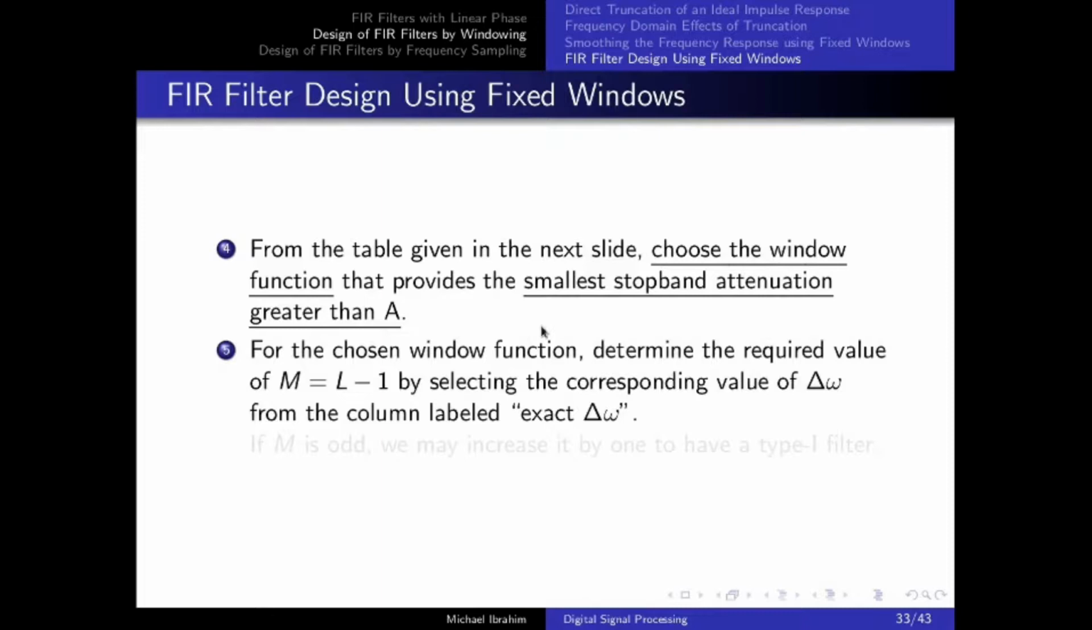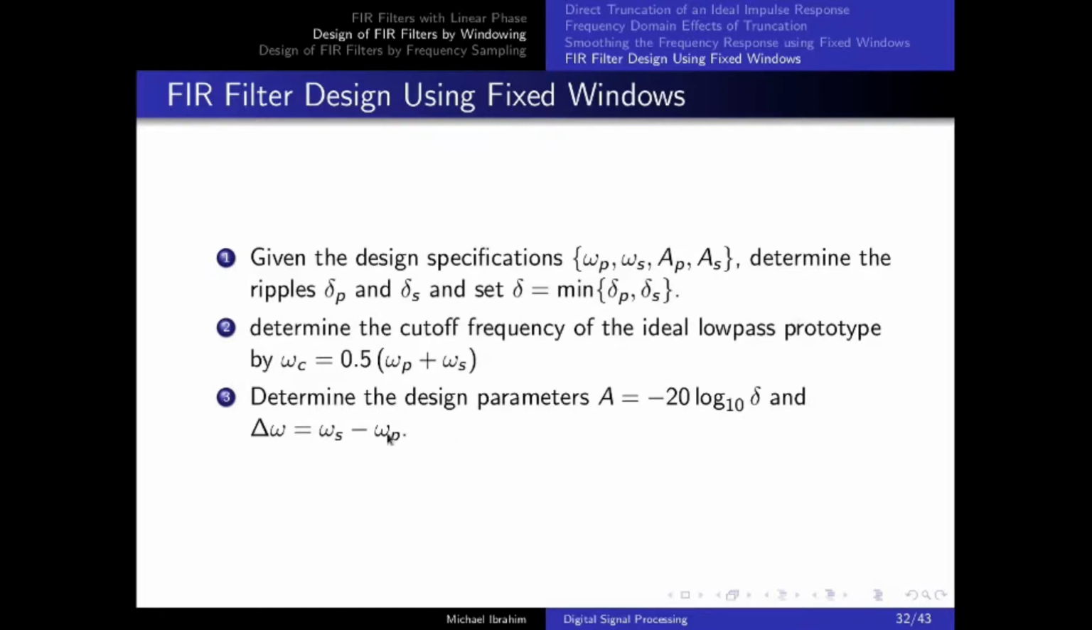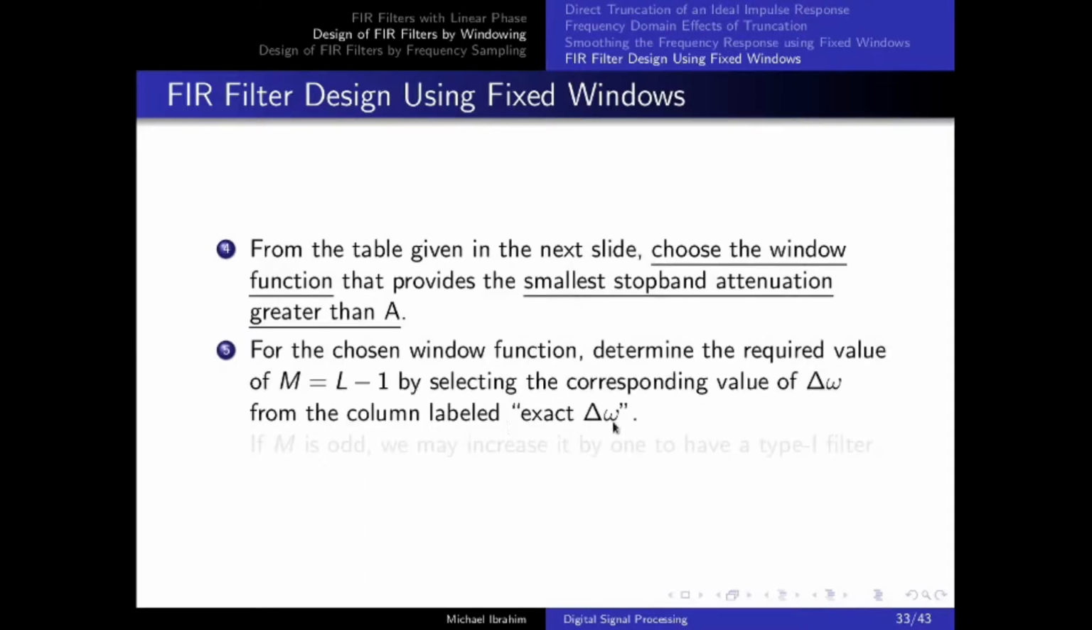And for the chosen window from the table, we'll have an equation for delta omega. So now we know delta omega is equal to omega S minus omega P. In the table, we will have an equation relating delta omega to the length of the filter. Once we know the length of the filter, we can get m, which is L minus 1. Once we know m, we can get alpha, because alpha is m by 2. Of course, if m is odd, this means we have a type 2 filter. If you want it to be a type 1, you just increase m by 1. Increase m by 1, this will give you a type 1 filter.